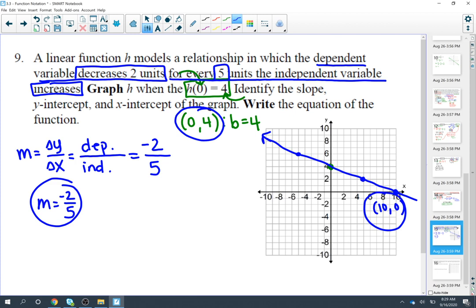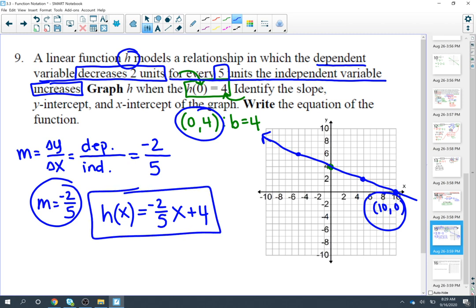And then write the equation of the function. So our function is h. We've got h of x equals mx plus b. So m is negative 2/5, x plus b, and our y-intercept is 4. And that's the equation of our function.